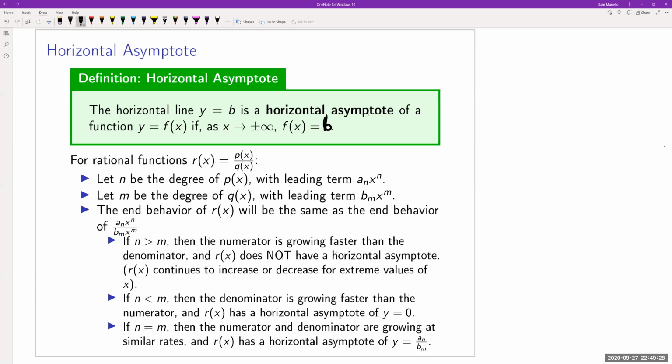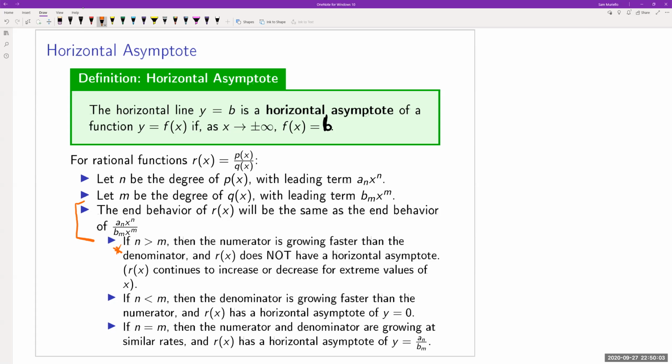So if I was to take my rational function and think about very large or very large negative values for x, then we can simply pay attention only to the leading terms and nothing else. In other words, the end behavior of the rational function only cares about the leading terms. And then we can think about what happens if the numerator is larger, the denominator is larger, or if there's a tie.